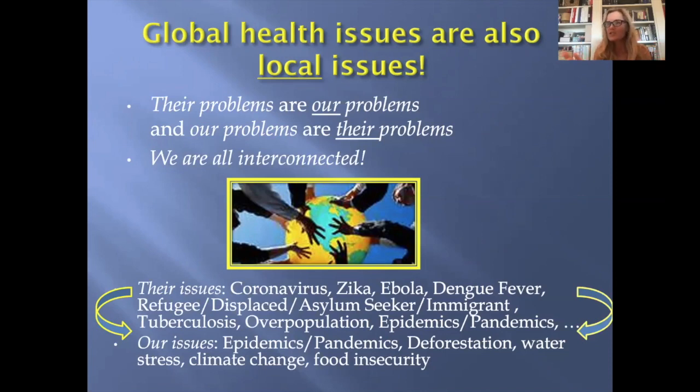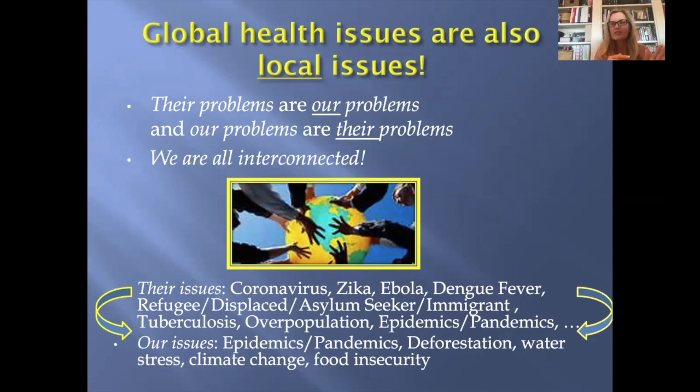So for example, some of their issues might be the coronavirus, Zika, Ebola, dengue fever, and the huge refugee, displaced person, asylum seeker, immigrant issues. Another example might be tuberculosis, overpopulation, and epidemics or pandemics. And our issues might be epidemics or pandemics, deforestation, water stress, which is going to be a huge issue in the coming years. It already is, but it's going to get worse and worse. Climate change, food insecurity, and on and on.